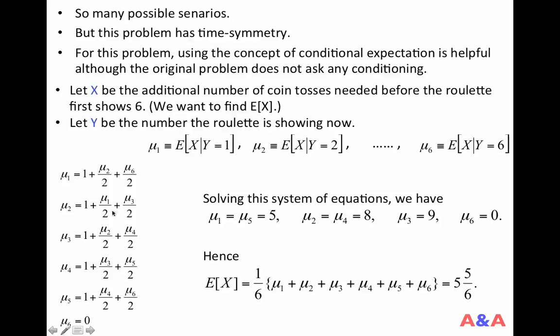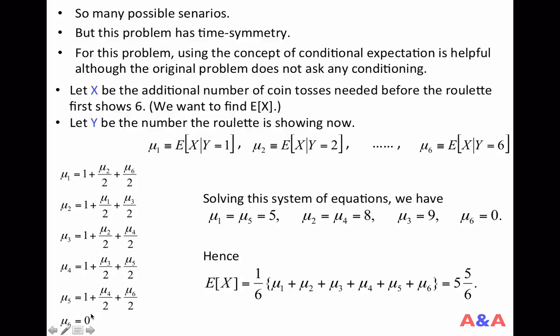If the outcome of the coin toss is tail, and hence the roulette shows number 1, after that, the expected number of coin tosses you need will be mu1. If the outcome of the coin toss is head, and hence the roulette shows number 3, then after that, the expected number of coin tosses you will need is equal to mu3. And of course, those two situations occur with equal probabilities, half and half. Other equations are explained in the same way.